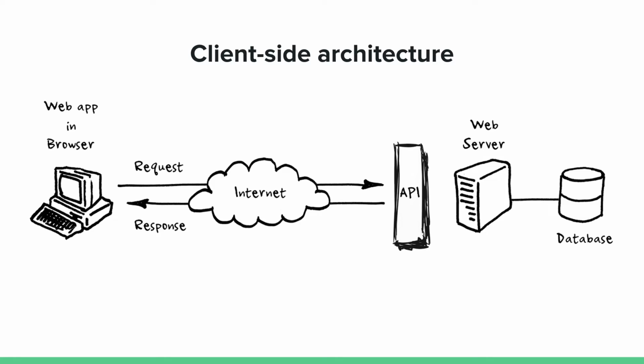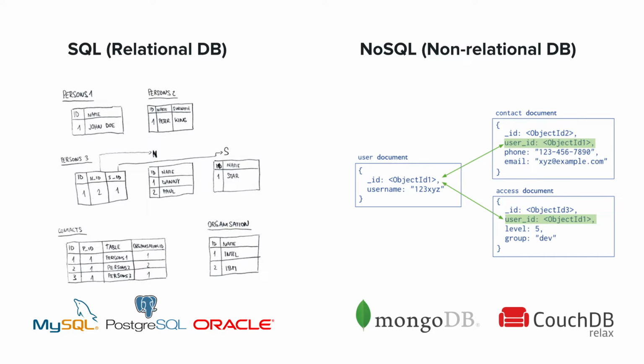There are many types of databases, but in web development, the two most widely used types are relational and non-relational databases. Relational databases mostly use the SQL language for writing queries. That's why they are also called SQL databases. You can think of such a database as a set of usual tables with rows and columns. The most popular SQL databases are MySQL, PostgreSQL, and Oracle.